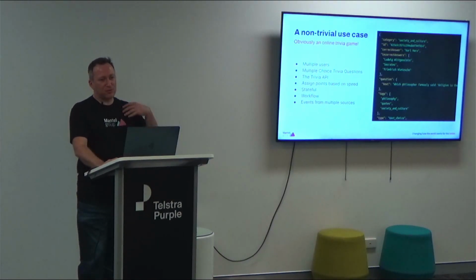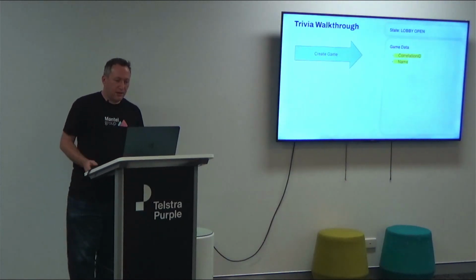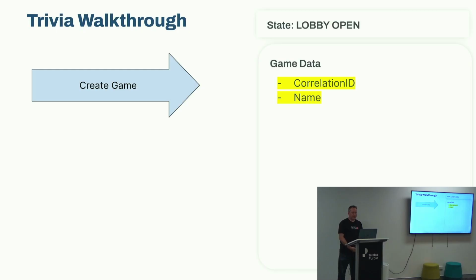So what we're going to do now is walk through the events and the states we're going to model in order to create our game. We start off, and everything starts with an event called create game. We're going to create a brand new game, and into our state, we're going to put a correlation ID. That's the key ID that identifies our game throughout all the messaging we do. We're going to give it a name. Now, at the end of the create game event, we're in a state called lobby open.